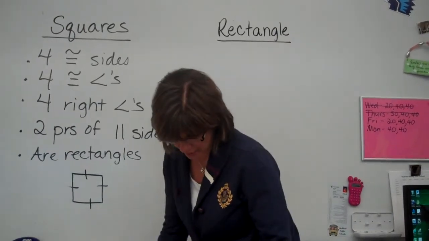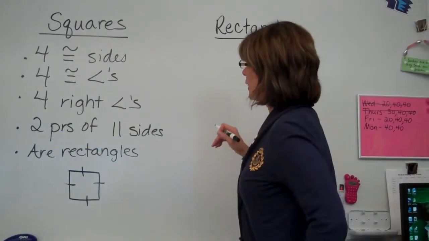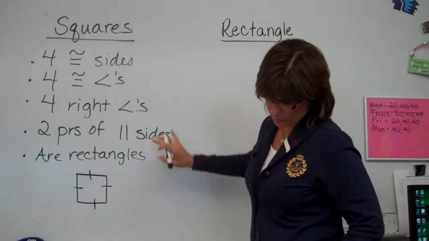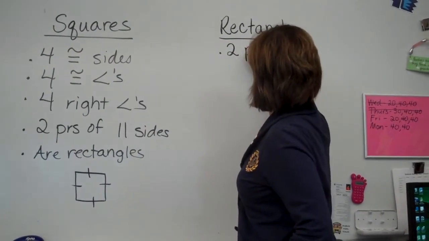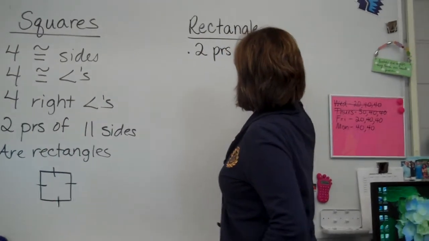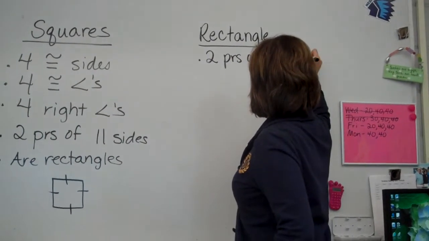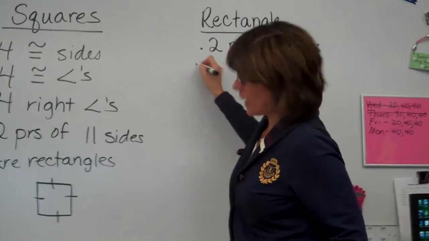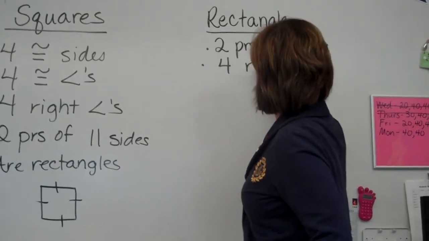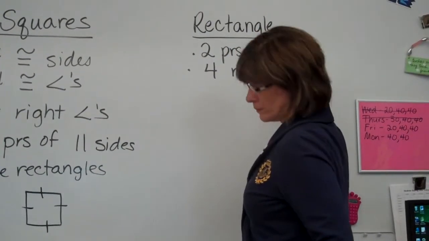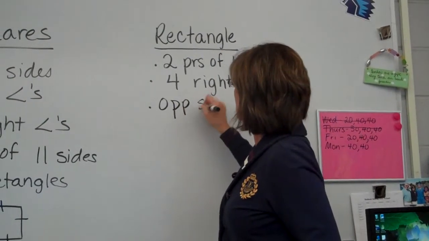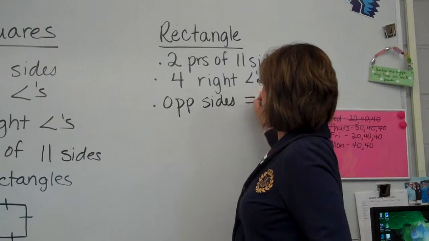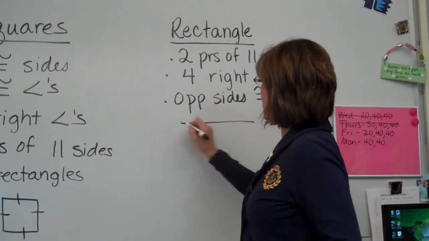So a rectangle, again, is a parallelogram. We already said that, so I'm not going to write it. I didn't write it here either. It has 2 pairs of parallel sides. It has 4 right angles. And opposite sides are congruent. So here's your rectangle.